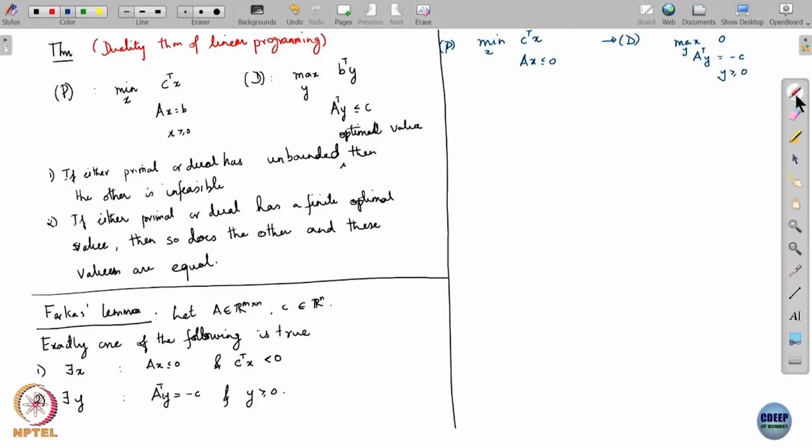Okay. Now, what happens if 1 is true? What happens if this statement 1 here is true? If there exists an x for which A x is less than equal to 0 and C transpose x is strictly negative, what would that mean?